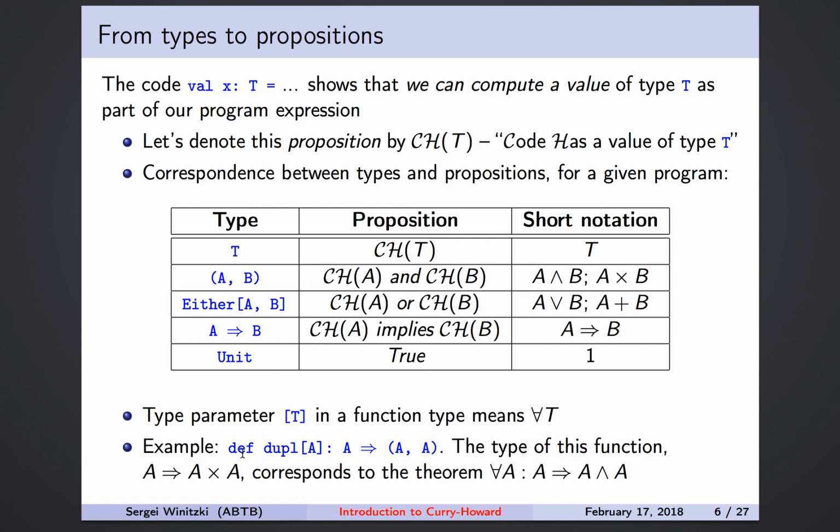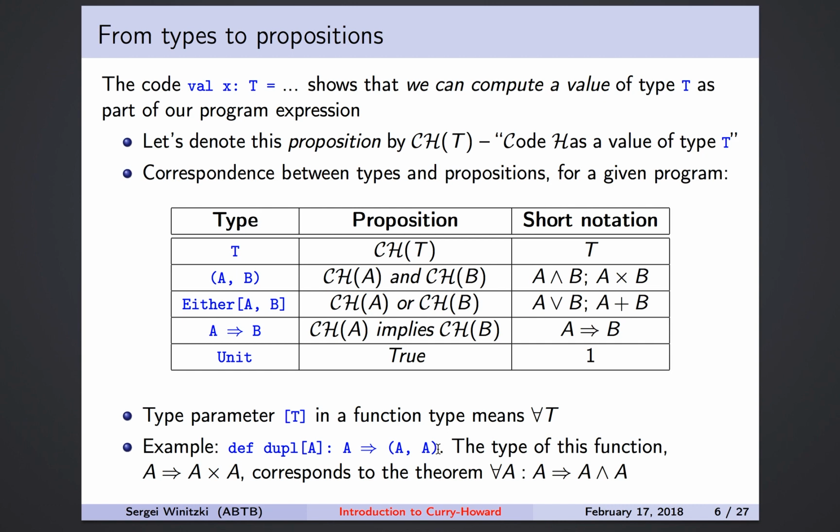Here's an example. If you want to define this function in Scala, duplicate, it is parameterized by parameter A, which is any type A. So A is a type parameter variable. And for any type A, the function takes an argument of type A and returns a tuple of A and A. It is clear how this function could be implemented. It just takes some x of type A and returns a tuple of x, comma, x.